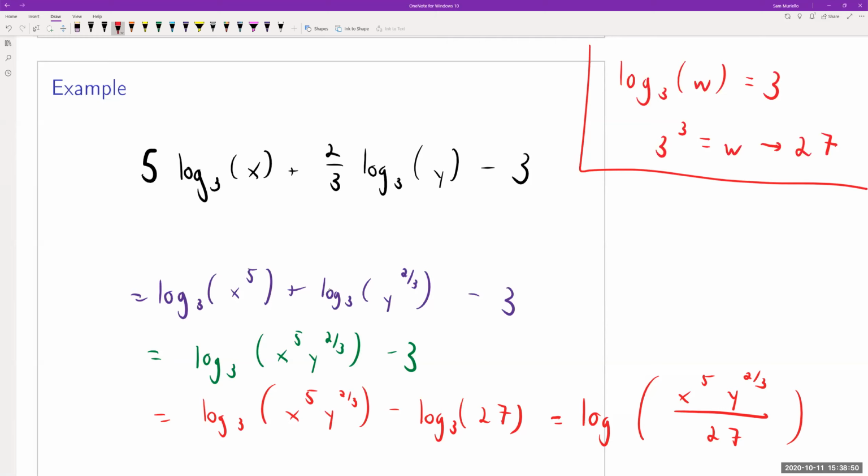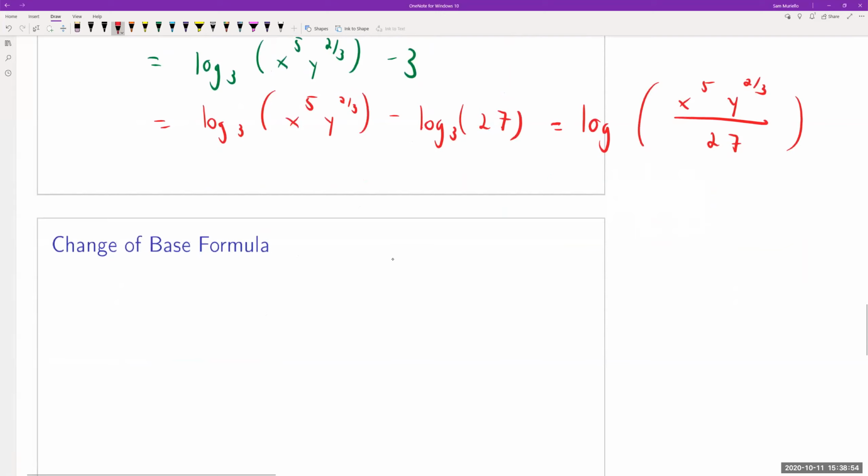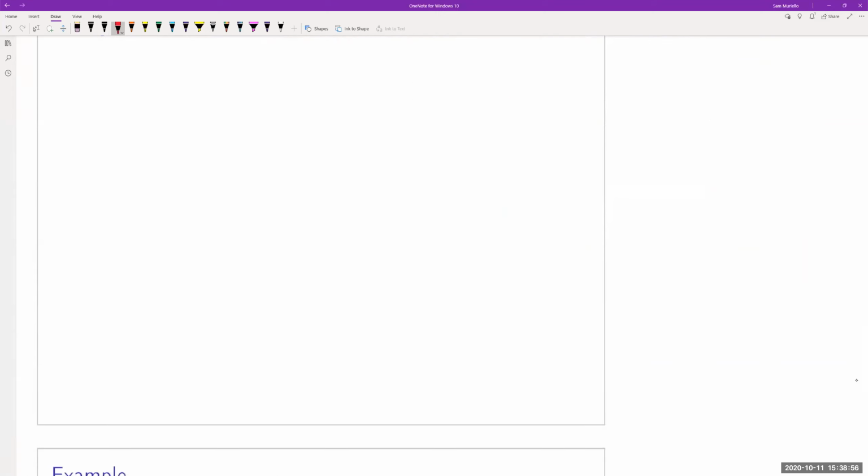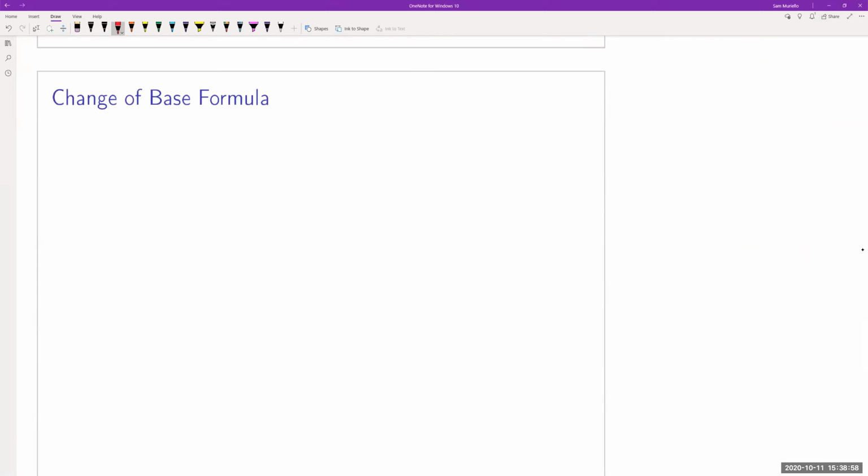Now there's one more rule that we would like to look at here. The idea is the change of base formula. And the reason we like a change of base formula is this. If you have a calculator, you will notice that only the basic log and ln are on most calculators. So we would need a way to rewrite logarithms using different bases.